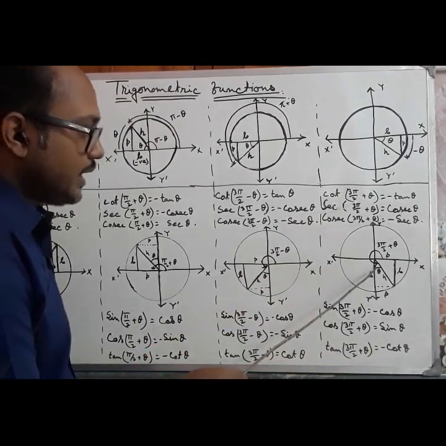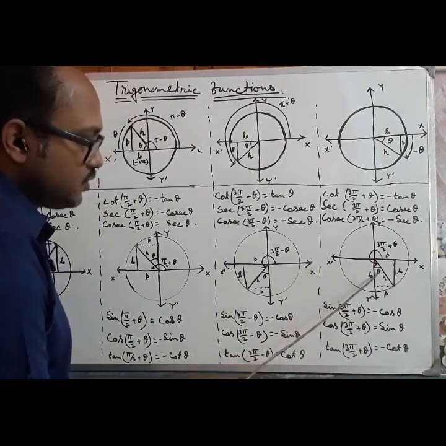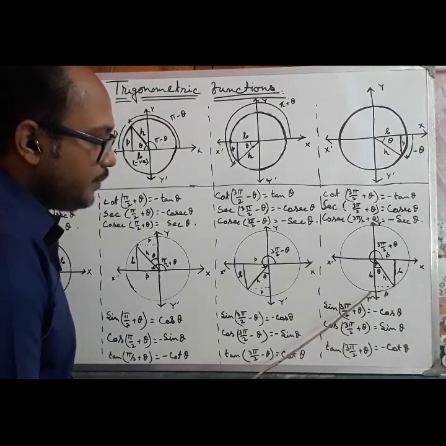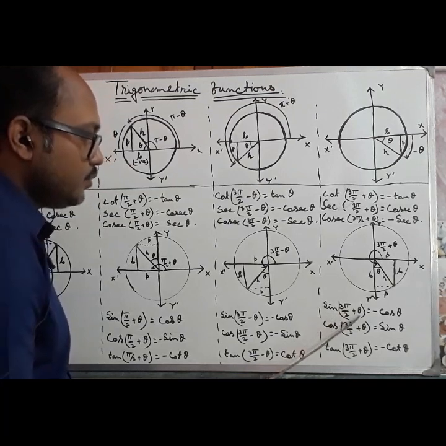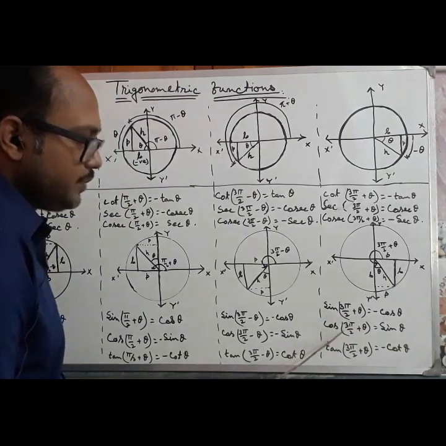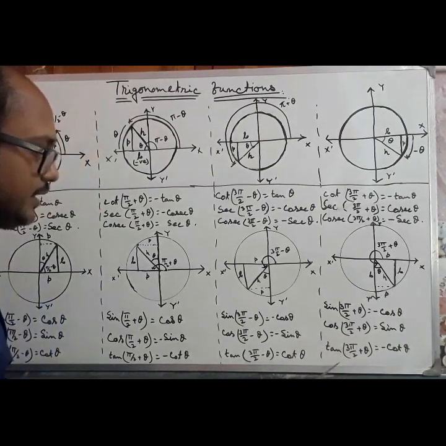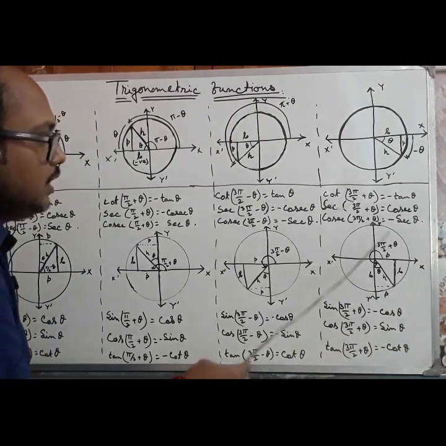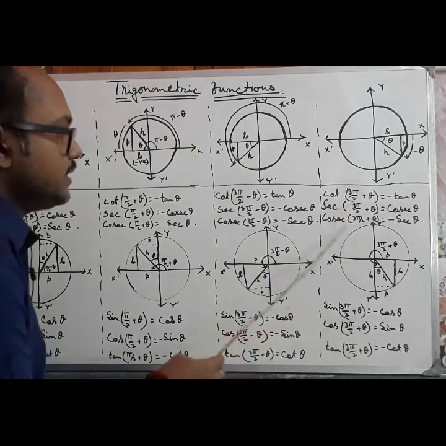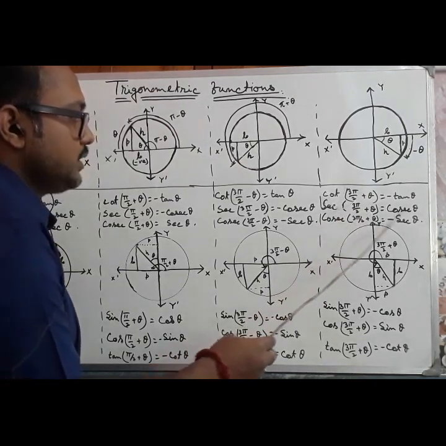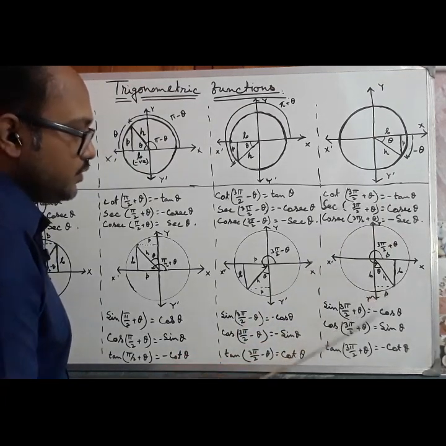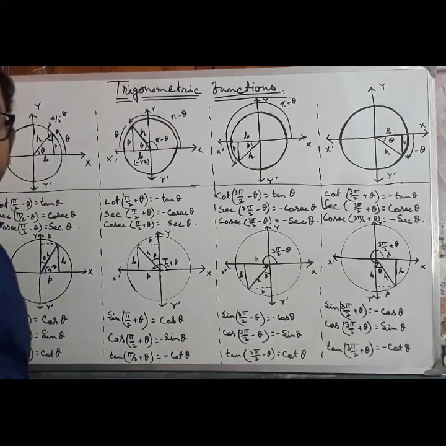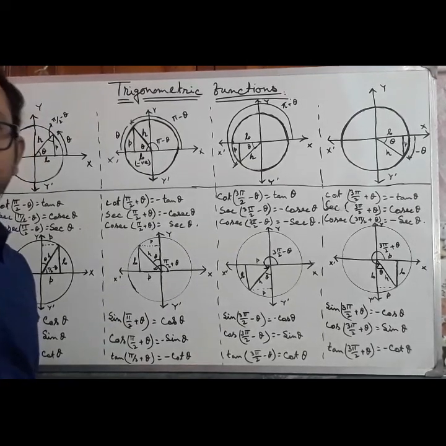In the last case, we took the angle 3 pi by 2 plus theta. So this angle is theta, accordingly this one will be p and this one will be b. So from this triangle, sin of 3 pi by 2 plus theta is equal to minus cos theta, cos of 3 pi by 2 plus theta is equal to sin theta, tan of 3 pi by 2 plus theta is equal to minus cot theta, cot of 3 pi by 2 plus theta is equal to minus tan theta, sec of 3 pi by 2 plus theta is equal to cosec theta, and cosec of 3 pi by 2 plus theta is equal to minus sec theta. Here also in the fourth quadrant you see cos and sec are positive, the rest are negative, like the previous case we learned.